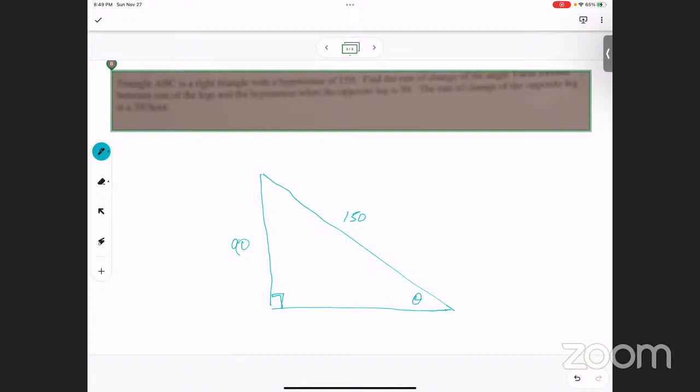And it says the rate of change of the opposite leg is in... I can't really read it. I can type out what I know from that sentence. Well, you can just tell me what it says. I can write it. I just can't tell what it's asking.